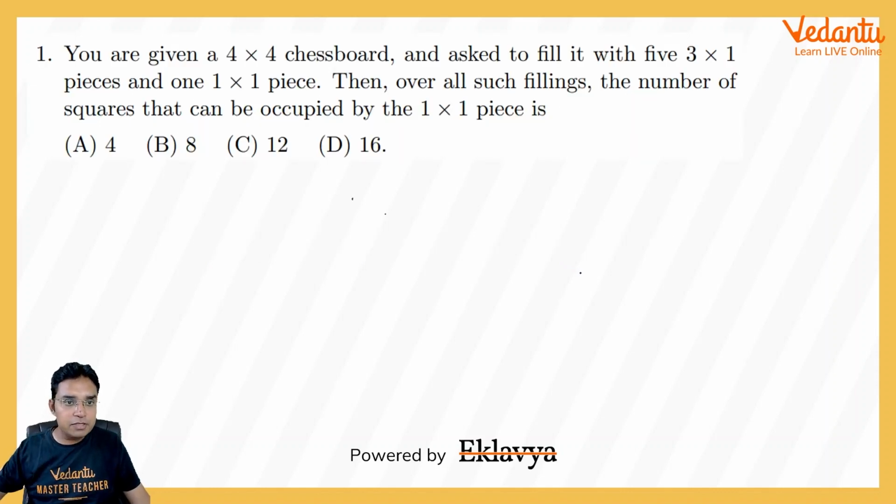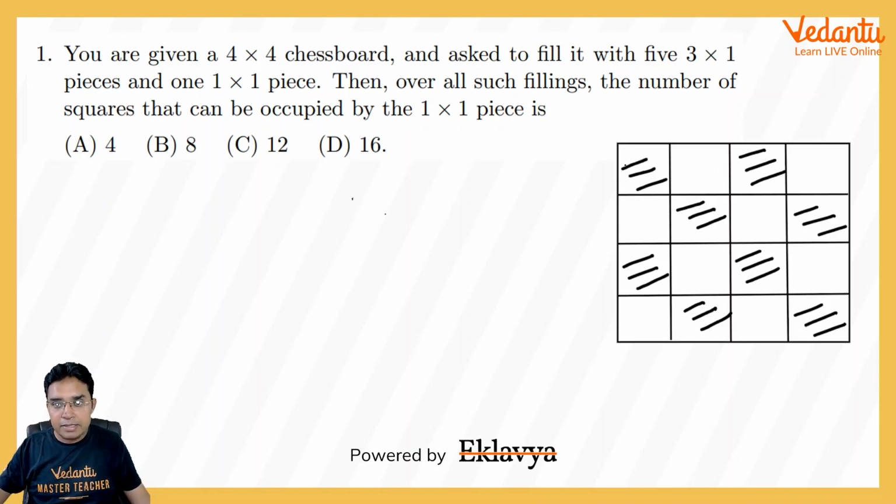So this is my first question. You are given a 4x4 chessboard and asked to fill it with 3x1 pieces and 1x1 pieces. Then over all such fillings, the number of squares that can be occupied by a 1x1 piece is: options are 4, 8, 12, 16.